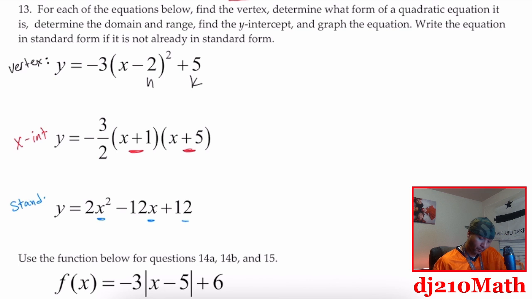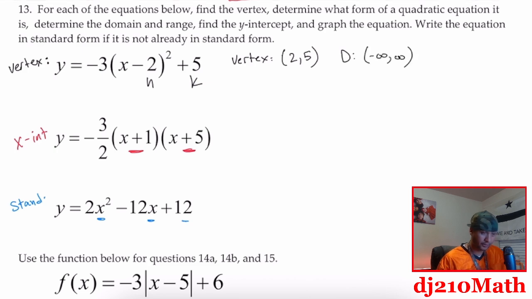Okay, so for each one, we need to find some things. All right, the vertex for the top one, I'll keep all the colors the same. So the vertex, inside lies. So positive 2, outside tells the truth, 5. Vertex is at 2, 5. We already said it's in vertex form. Determine the domain and range. Domain, always, all real numbers. So, right, a quadratic is continuous, so the domain is negative infinity to infinity.